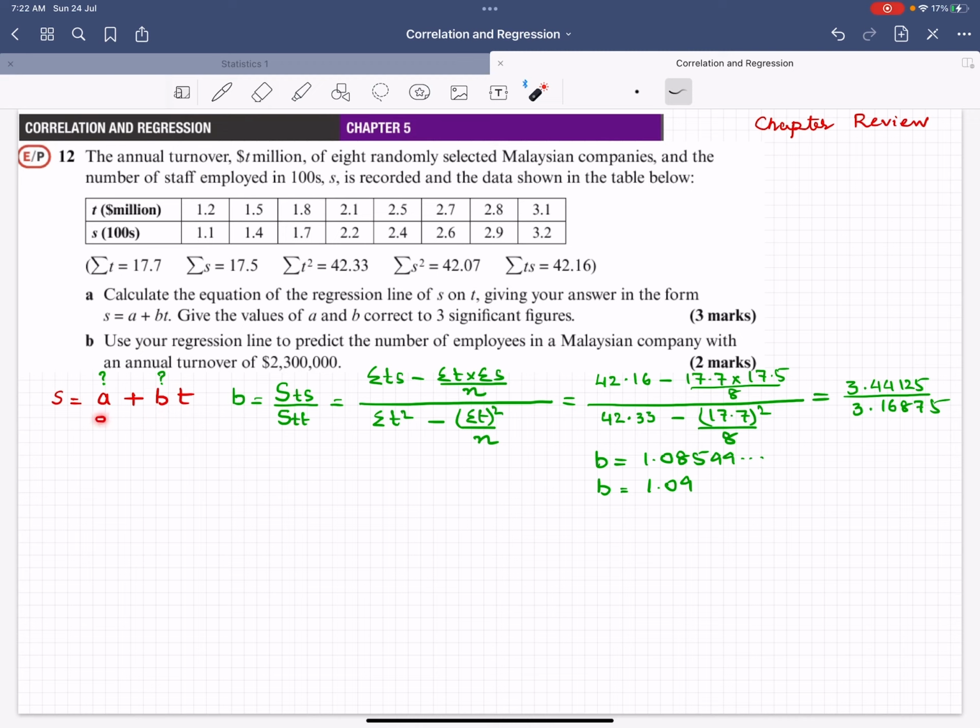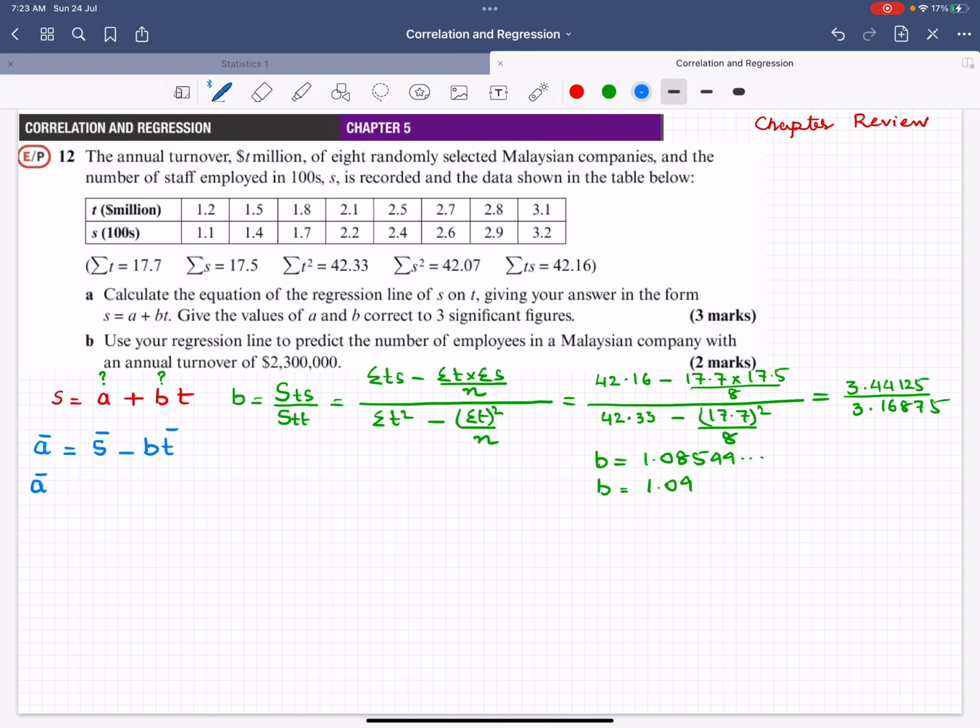Now we need to calculate the value of A. And in order to calculate the value of A, we can make A the subject of formula in this equation. So we have A is equal to S bar minus B T bar. So when the term BT goes to the other side, it becomes negative. So we have the average value of A is equal to average value of S minus B into average value of T.